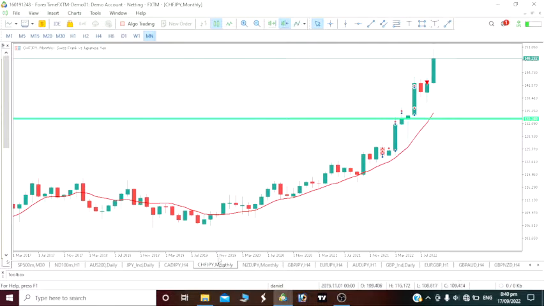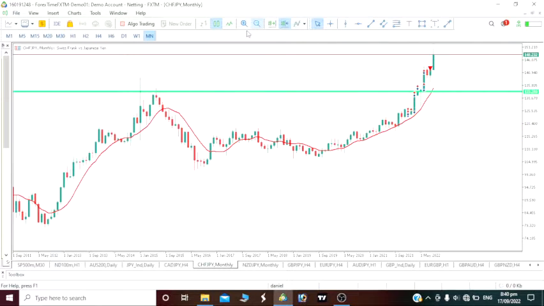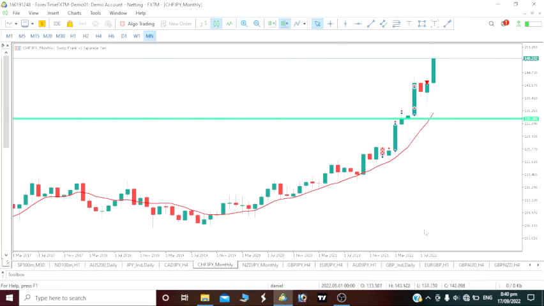The next one is our Swiss franc JPY monthly time frame. We are on a bullish move, coupled with the fact that the price is above the 10-period moving average. The 10-period moving average is the shortest moving average, and once price is above it, we should look to go long.